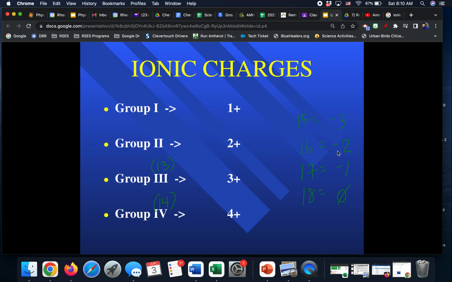Some general charges, eventually you'll memorize these. We're going to write them on our periodic table so you don't always have to figure them out. But remember, elements are organized in those groups in the periodic table based on the number of valence electrons, and that's what determines your ionic charge.